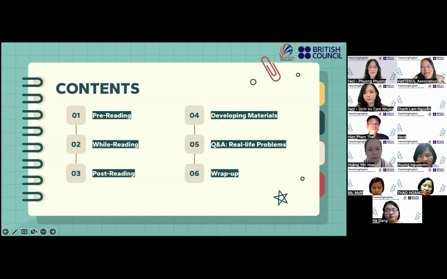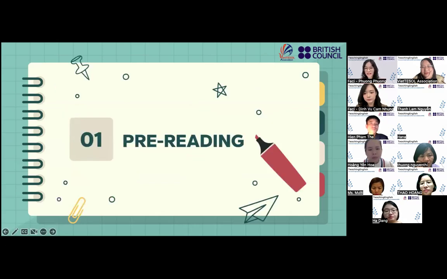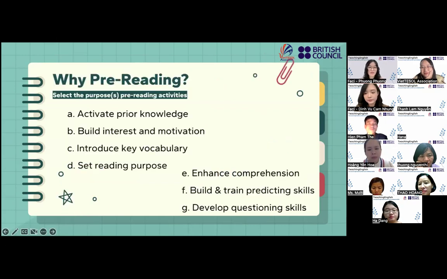So first, let's get started with the pre-reading activities. Before we start, this is another question for the chat box. I have several options here for the purposes of pre-reading activities. What do you think are the purposes for these activities? You can type in A, B, C, you can type in more than one letter, of the purpose or purposes for the pre-reading activity.